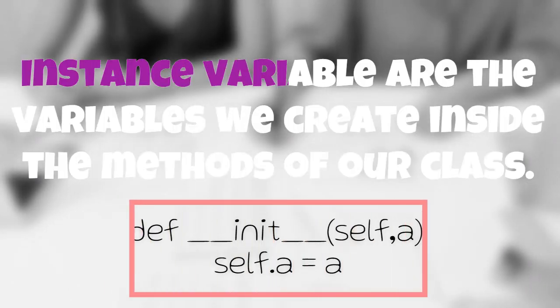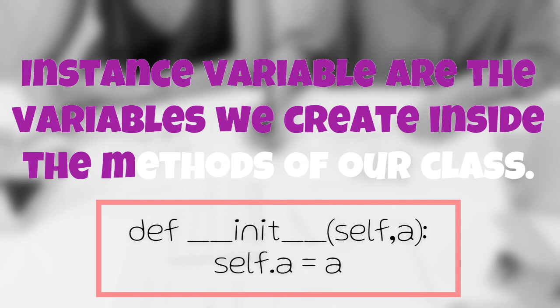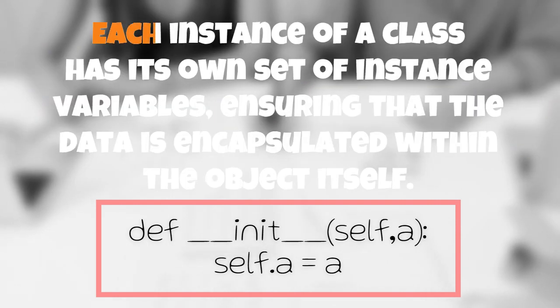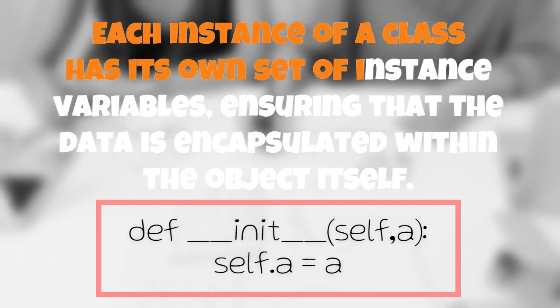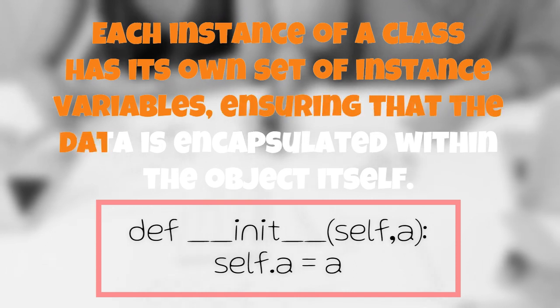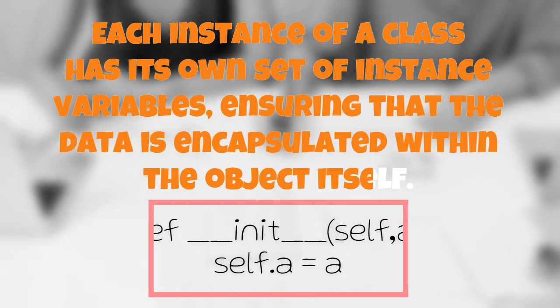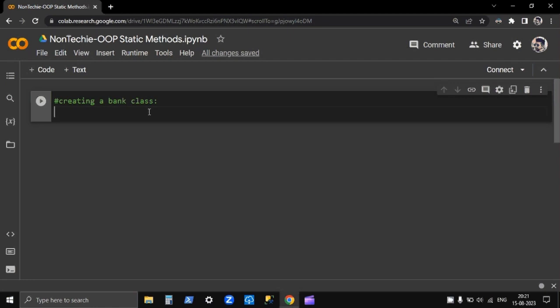Instance variables are the variables we create inside the methods of our class. Each instance of a class has its own set of instance variables, ensuring that the data is encapsulated within the object itself. Let's head to the screen and understand the instance variables.